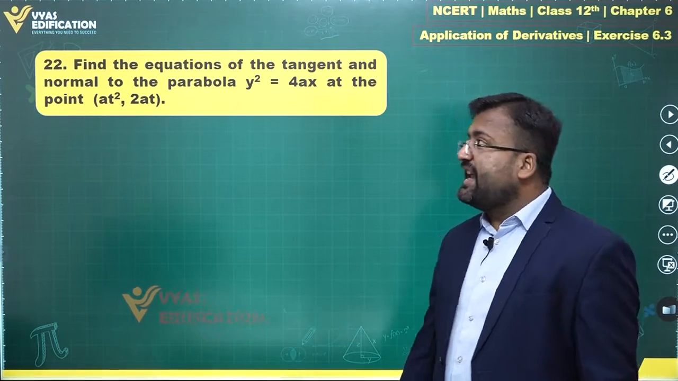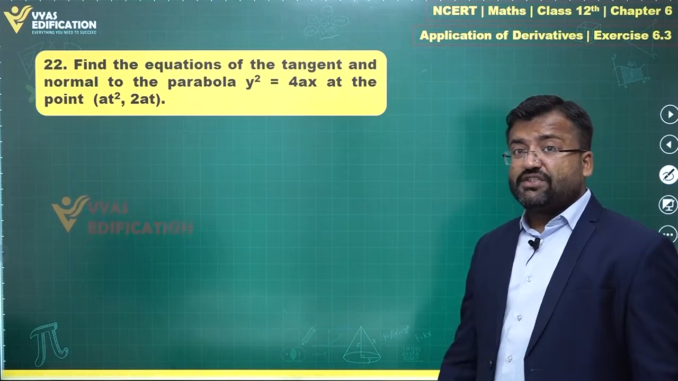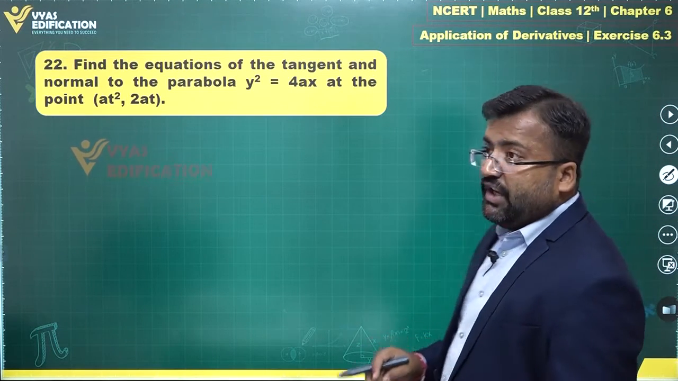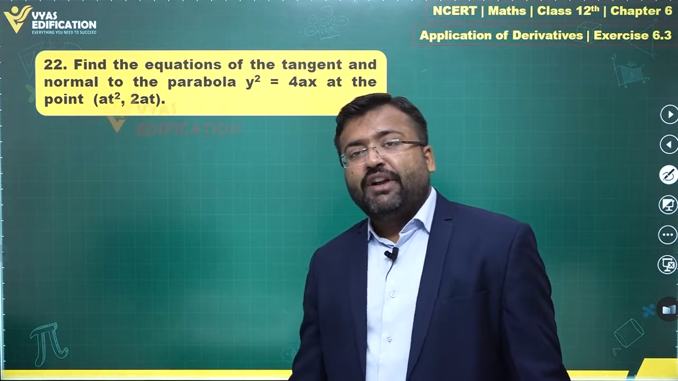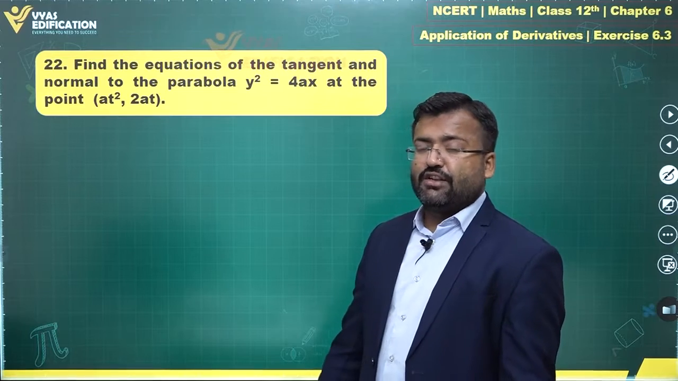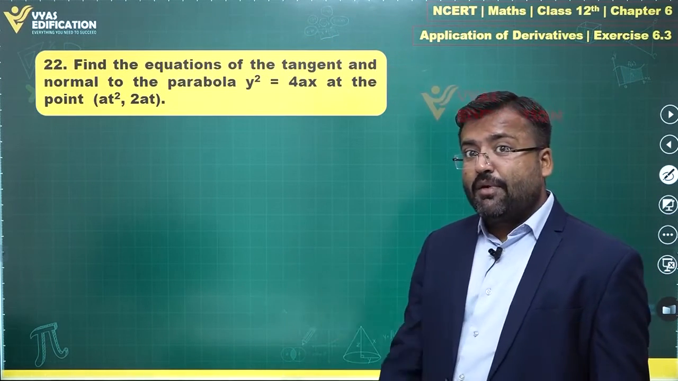Question number 22 says, find the equations of the tangent and normal to the parabola y² = 4ax at the point (at², 2at). We are supposed to find the equations of tangent and normal. By the way, if you have studied conic sections properly, you would have found the equations of normal and tangent at these points. Now, what are the equations of tangents and normals? You should remember. We'll find them and you will remember them.